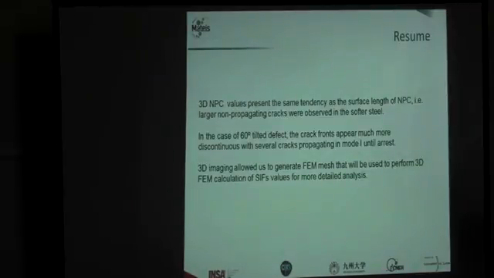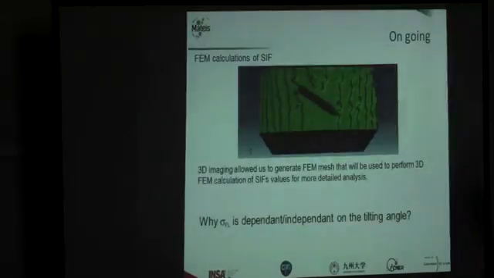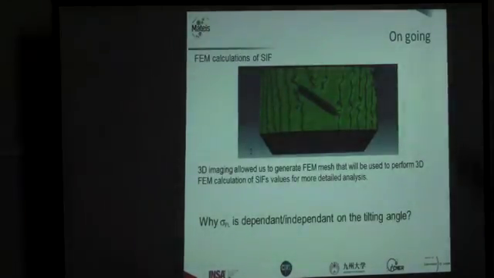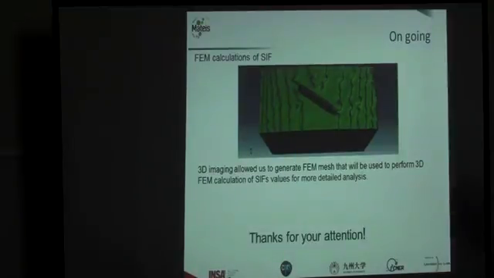What we are doing now is extracting from the 3D analysis. We are meshing these defects in order to do some stress intensity factor calculations. And the final thing that we want to explain is why we have this tendency of increasing fatigue limit with increasing tilting angle in the case of the higher strength materials. That's it. Thank you.